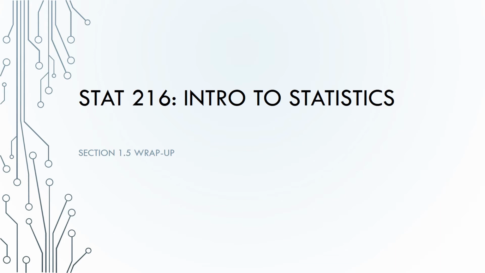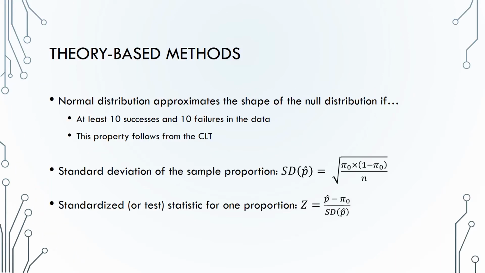Let's wrap up section 1.5. In this section, we learned about the theoretical methods of conducting a hypothesis test for data with one categorical variable. From the central limit theorem, we know that as long as our data contains at least 10 successes and 10 failures, the normal distribution will be a good approximation of the shape of the simulated null distribution. In other words, we know the null distribution will be roughly bell-shaped and symmetric.